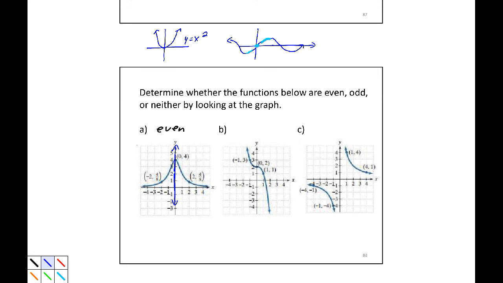Because if we take a point, say the point 1, 4, well, then based on our definition, we should also have the point negative 1, negative 4, which is in fact on that. Similarly with 4, 1. So this appears to be odd, and this one, B, is actually neither. Doesn't appear to have either kind of symmetry.